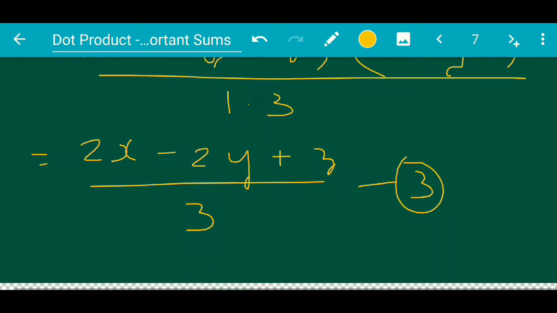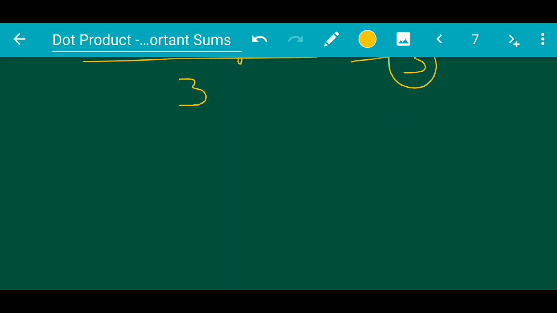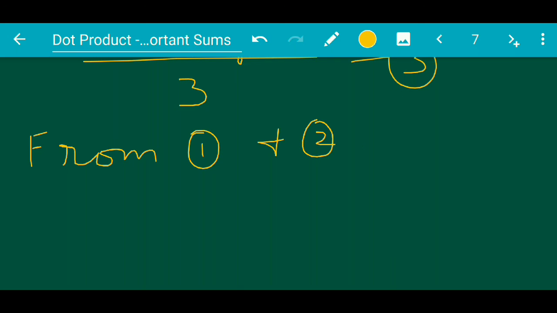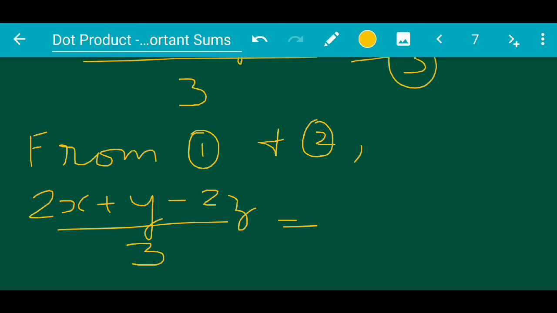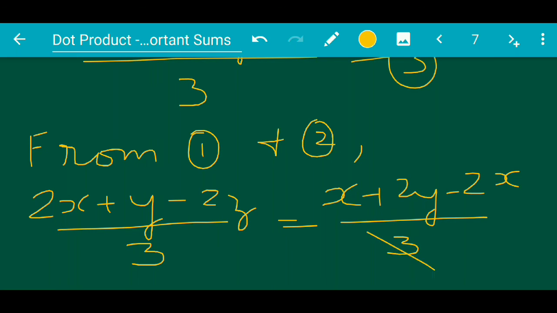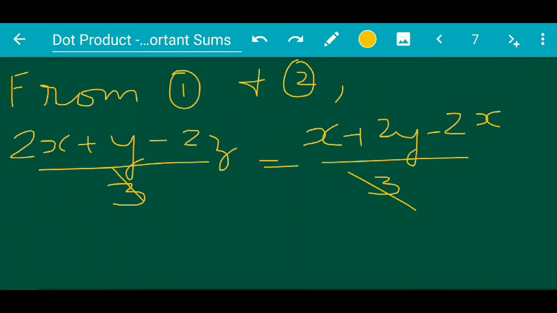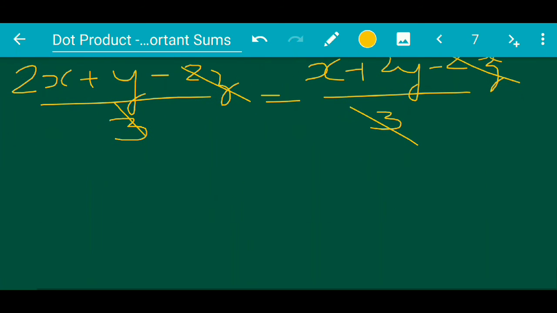We can take any 2 statements at a time. Suppose we take 1 and 2. So from 1 and 2, we get (2x plus y minus 2z) upon 3, which becomes (x plus 2y minus 2z) upon 3. 3 goes away. And similarly over here it is actually 2z, not 2x. So the 2z terms go away, and therefore, bringing x and y on either side, we get x is equal to y.